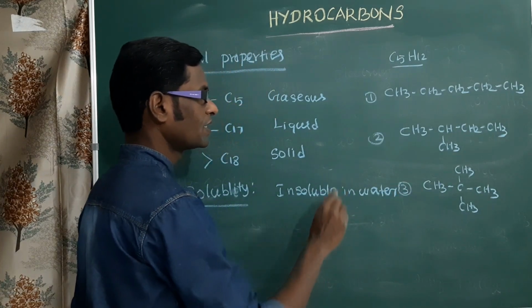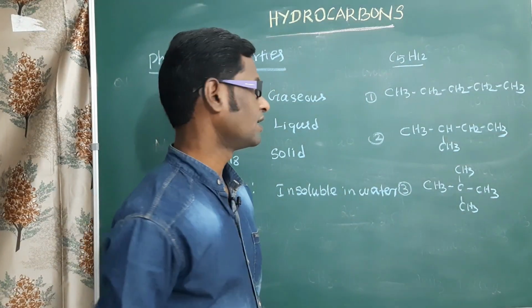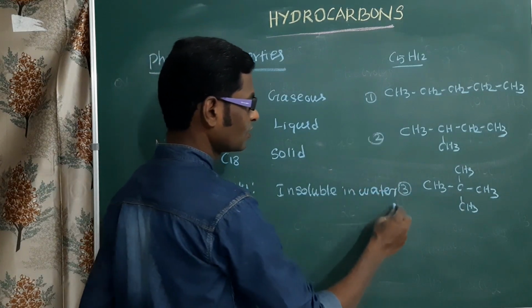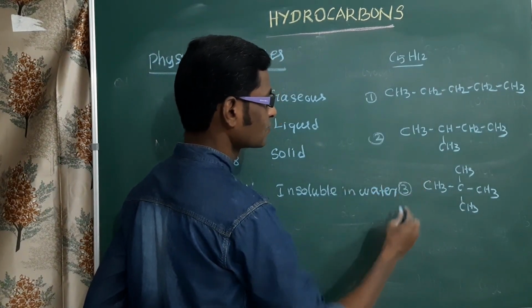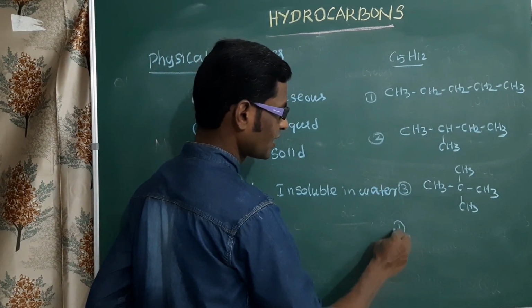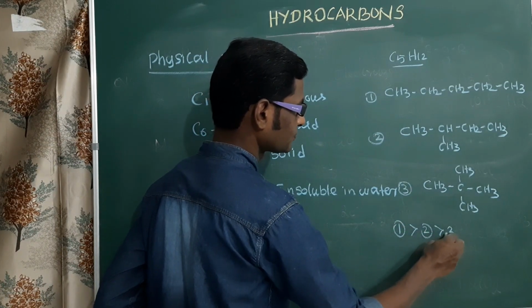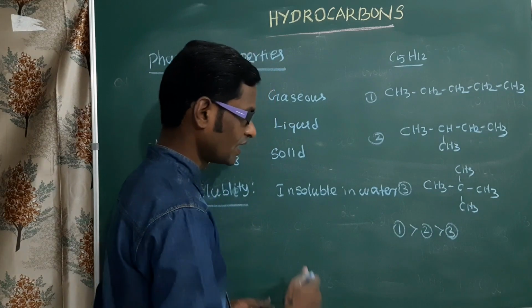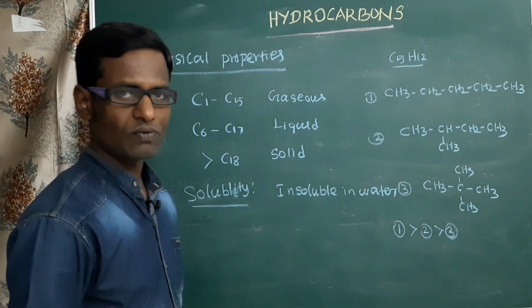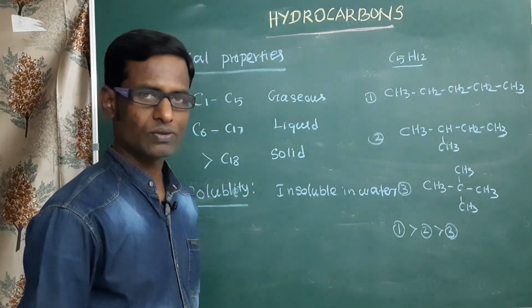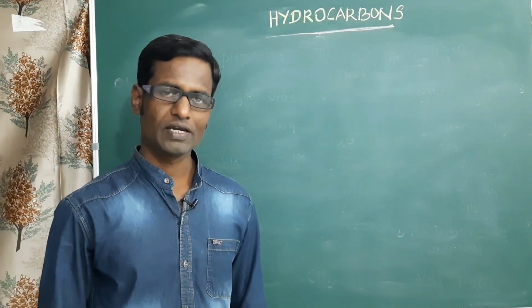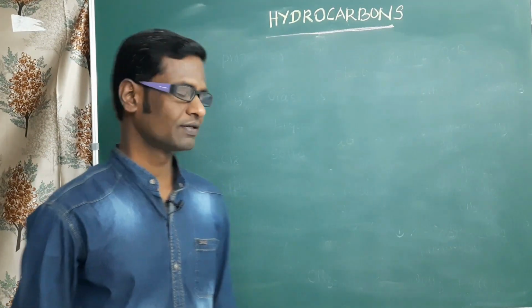So boiling point depends upon the carbon chain length. Compound 1 has more chain length, so it has more boiling point. We can arrange the boiling point like this: 1 greater than 2 greater than 3. Conclusion, when we increase the carbon chain, van der Waals force increases, boiling point also increases. Next is chemical properties of alkane.